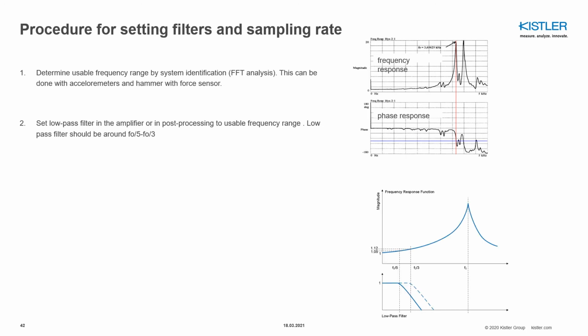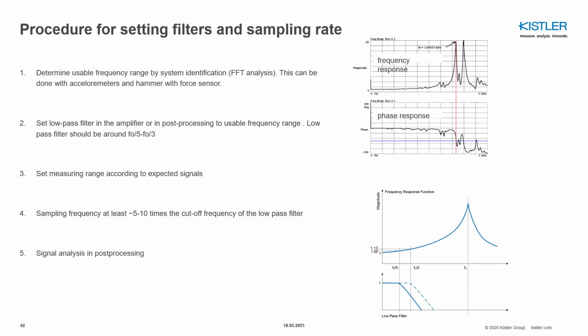And the low-pass filter can be placed around a third to a fifth of the natural frequency, as you can see here. And this will also determine your usable measurement range. And when you know the measurement range and your low-pass filter, then you can define your sampling frequency, and that should be at least 5 to 10 times the cutoff frequency of the low-pass filter. And of course, then you can perform your signal analysis in your post-processing.